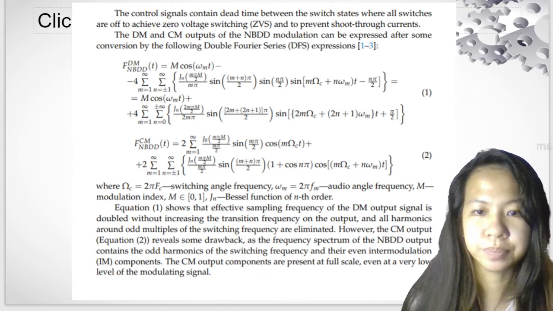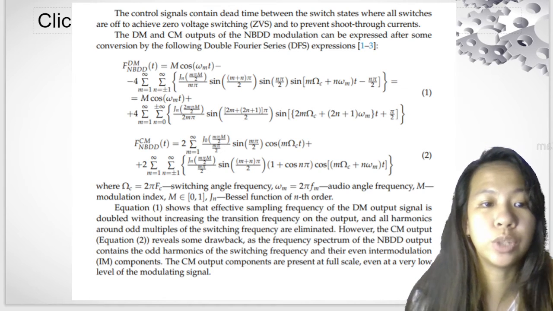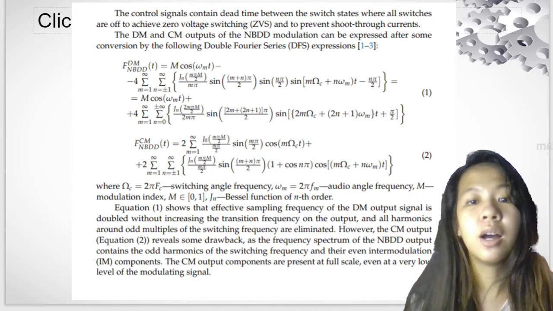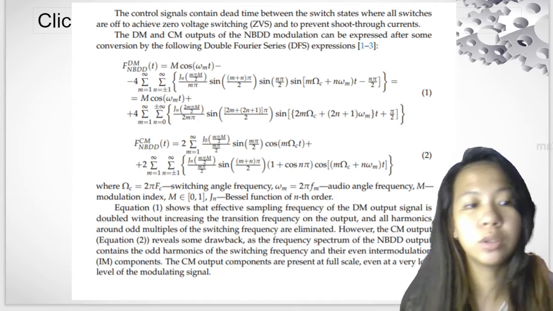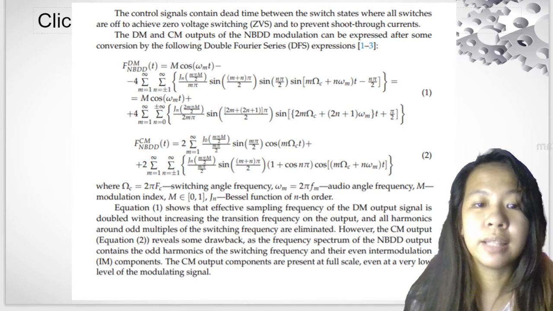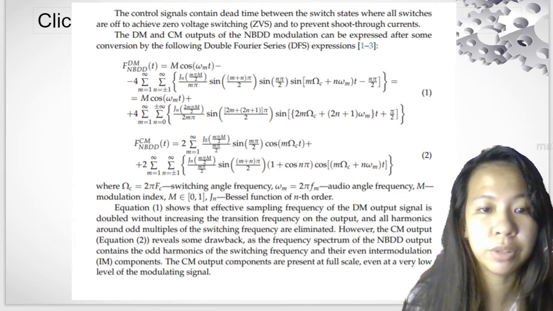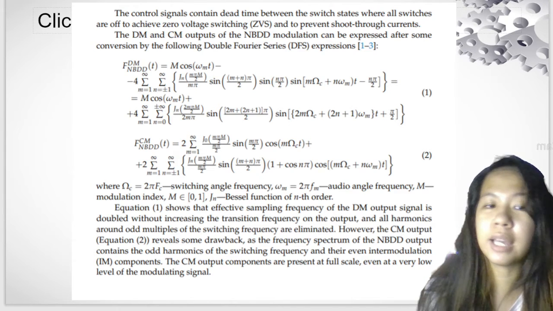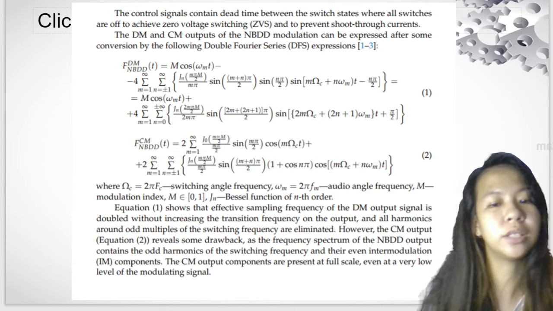So next, the control signals contain dead time between the switch states where all switches are off to achieve zero voltage switching (ZVS) and to prevent shoot-through currents. DM and CM outputs of the NBDD modulation can be expressed after sum conversion with the following double Fourier series, or DFS, expressions, as you can see in my presentation.